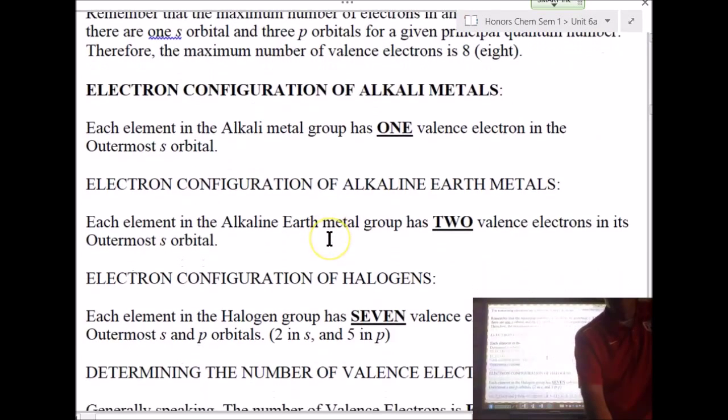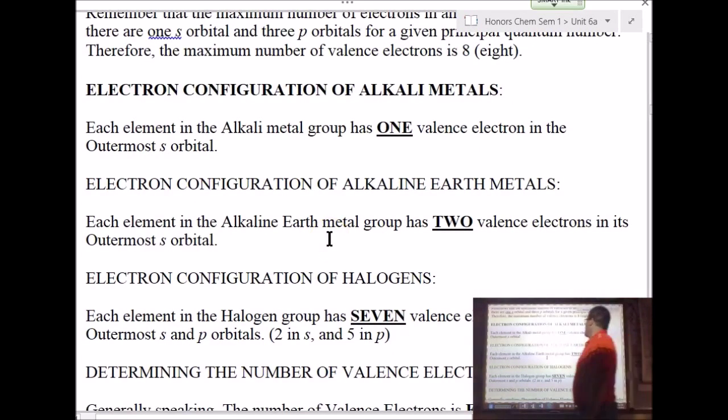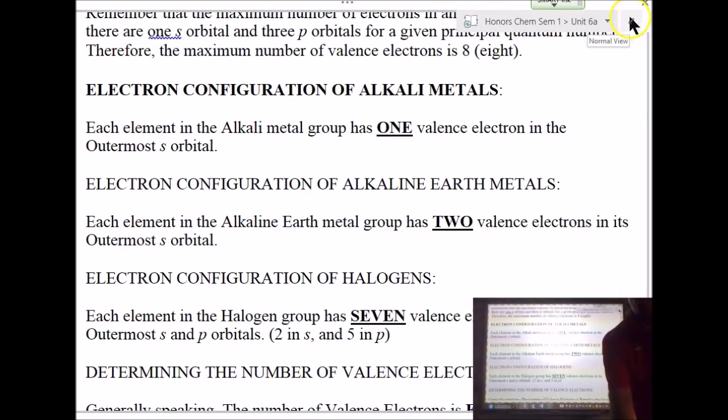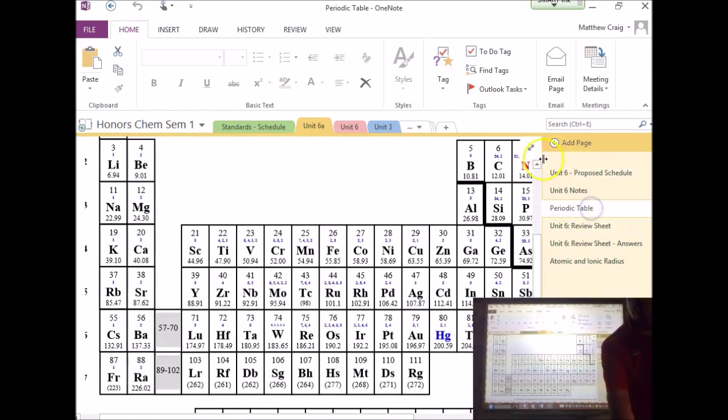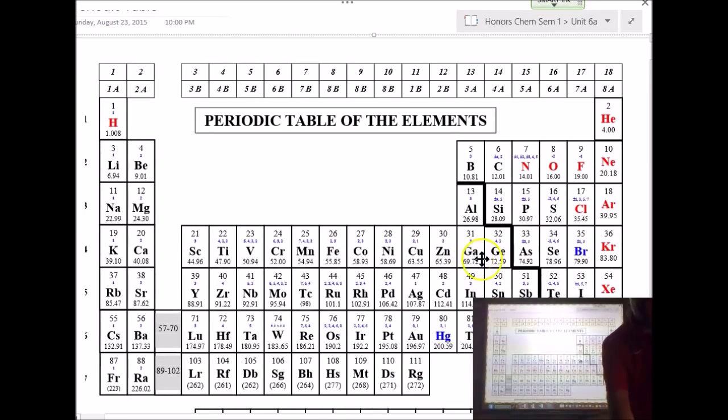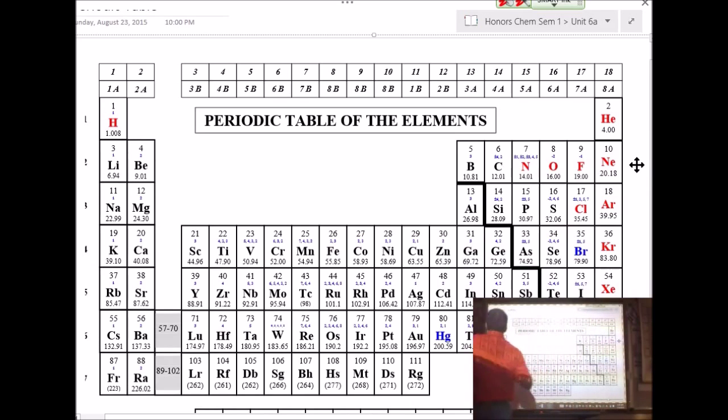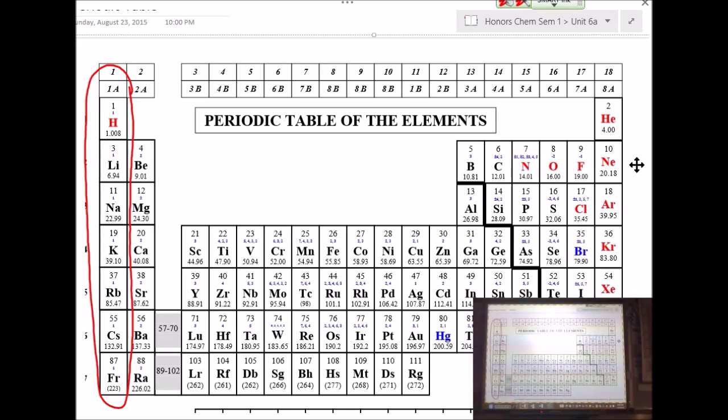All right. So when we talk about electron configurations for alkaline metals, if I look at alkaline metals, which are which group again? Good. Okay, so group 1A. And when you look on your periodic table, you'll notice there's something kind of wacky about this. So group 1A is right here. And all of these elements have how many valence electrons? Group 1A has how many valence electrons?